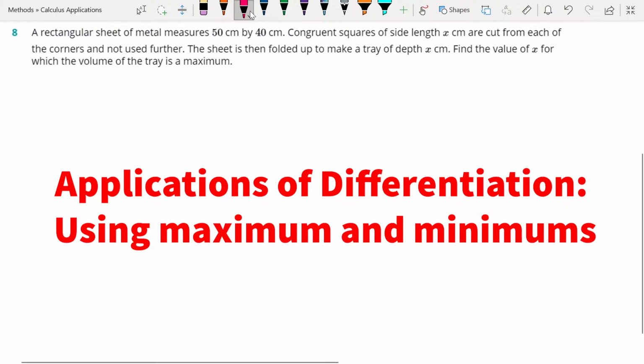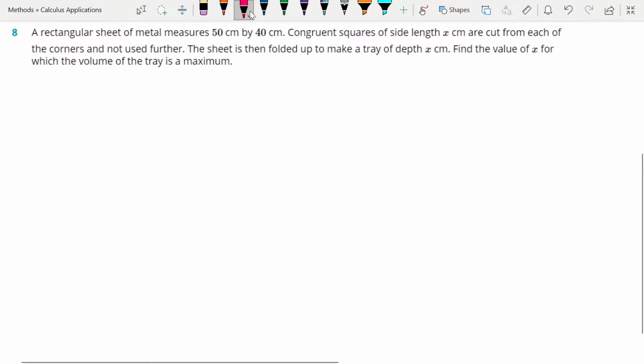The question is looking at a rectangular sheet of metal which measures 50 by 40 centimeters, and then congruent squares of side length x centimeters are cut out from each of the corners and not used further. The sheet is then folded up to make a tray of depth x centimeters, and you're asked to find the value of x for which the volume of the tray is a maximum.